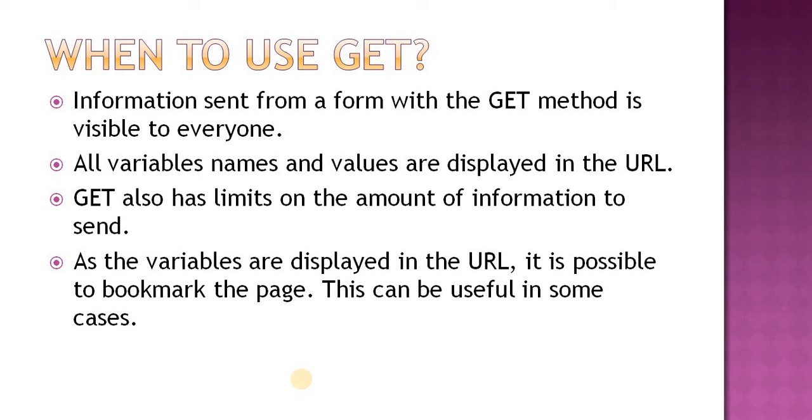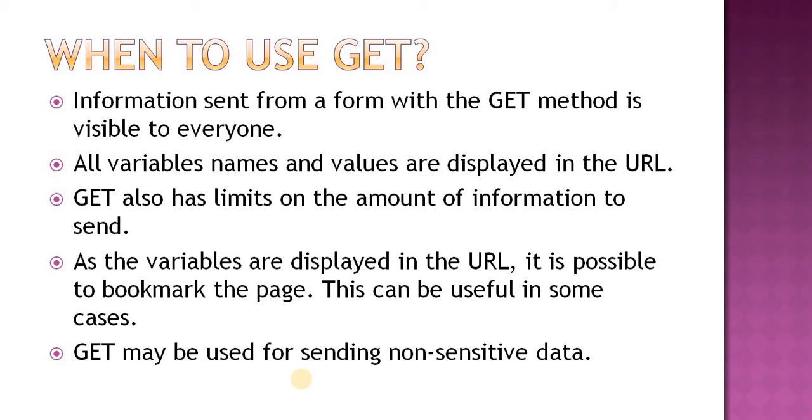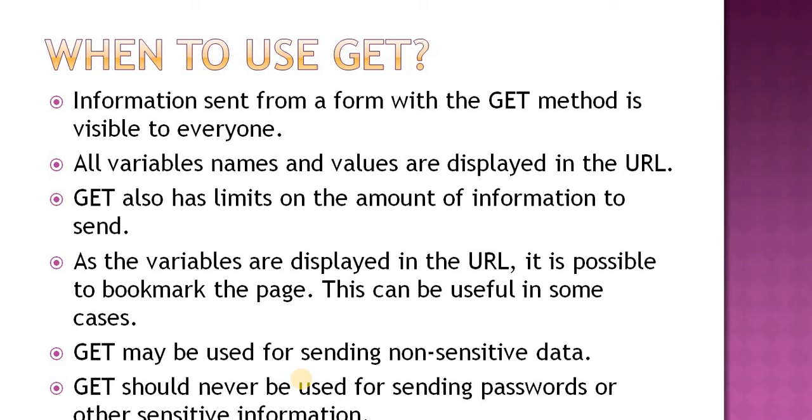As the variables are displayed in the URL, it is possible to bookmark the page. This is useful in some cases. So you can bookmark that page and this will be very useful for the further users. Get may be used for sending non-sensitive data. Height, weight, name, email ID, all these are non-sensitive data. So we can use get method for sending this. Get should not be used for sending passwords or other sensitive information. Passwords or any other kinds of codes which are too sensitive should not be sent using get method.